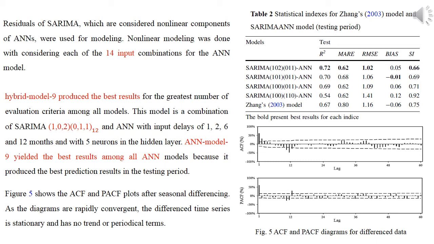The testing result can also be seen in the table, where SARIMA (1,0,2)(0,1,1) with ANN gives the best result, with R square high and MARE low, which shows a good result. And from the ACF and PACF in figure 5, we can see that this is the data after seasonal differencing, and it is converging. So it has no seasonality, no trend, and no periodic term.